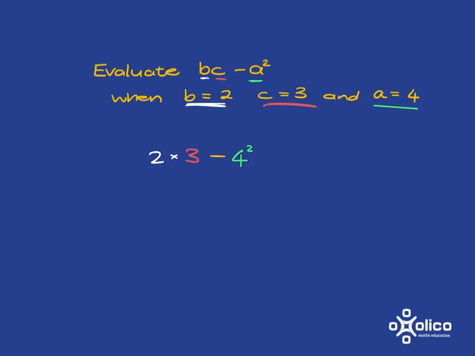And 6 minus 4 squared is 16. So we've got 6 subtract 16. And that's going to get us to the answer of negative 10.